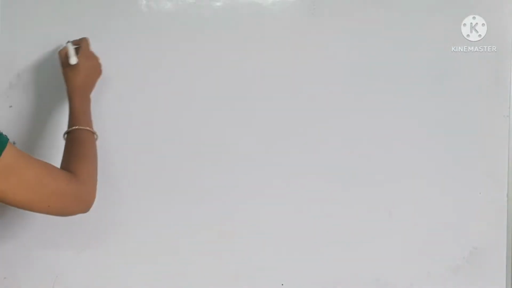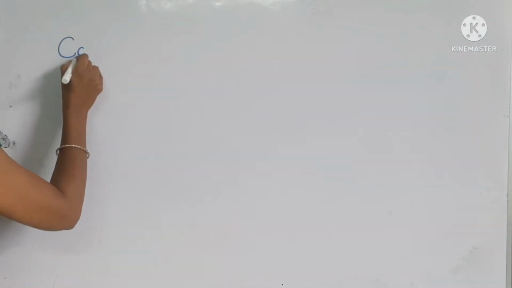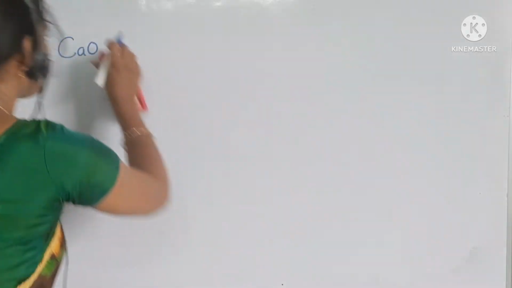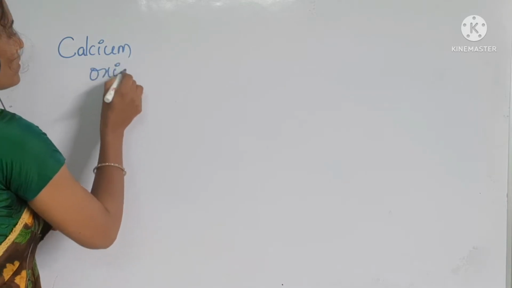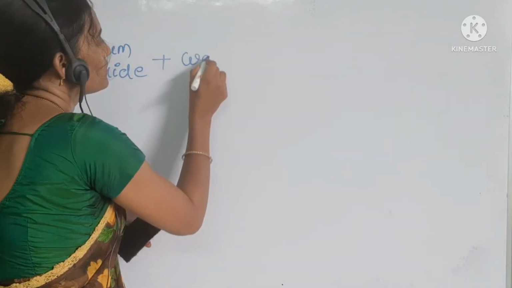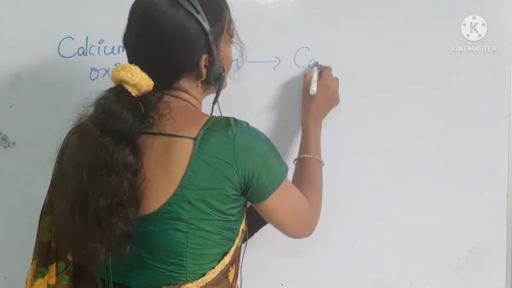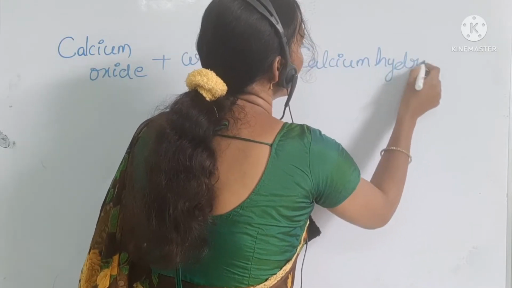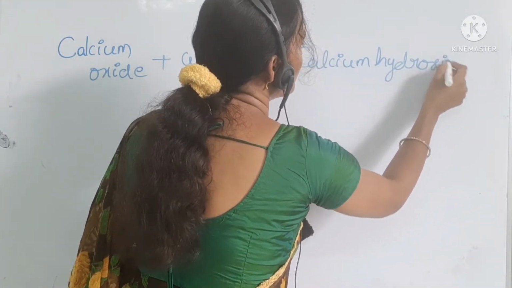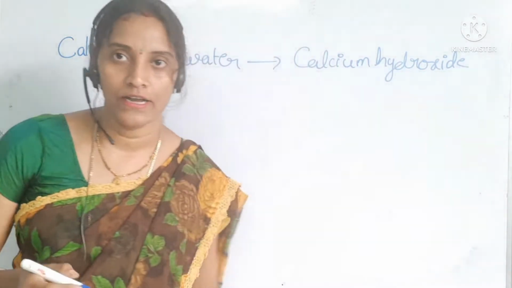These types of chemical changes, which we write down, we can call chemical reactions also. So let's take one example of a chemical reaction, slaked lime. Calcium oxide reacts with water, and they form calcium hydroxide. This calcium hydroxide is also known as slaked lime.